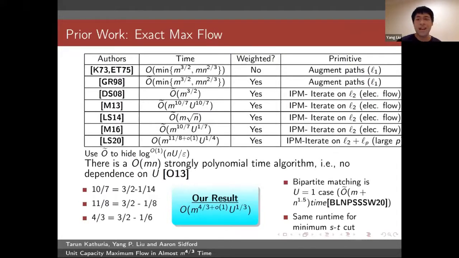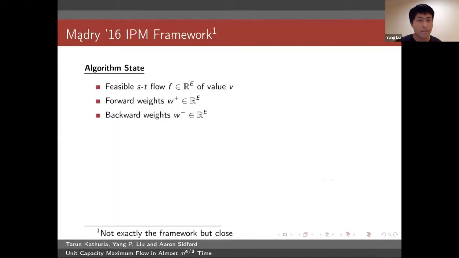At this point, I'm going to dive straight into what an interior point method is, which is what we use to get our algorithm, and what the key differences are between our method and previous interior point methods. An interior point method, as set up by Mądry 2016, is the following. At every single time, we're going to maintain a flow f, which routes v units from s to t. We're also going to maintain some forward weights and backward weights on the edges. So an edge is bidirectional. There's a forward version and a backward version. We're going to maintain w plus and w minus on those two.